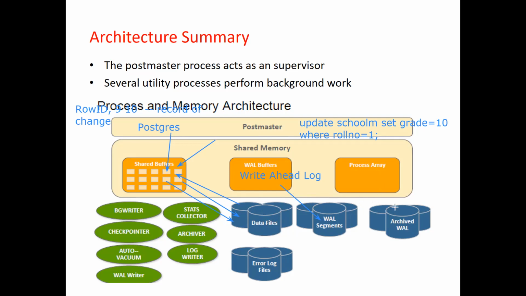Okay, now comes this archive WAL. This process array is all the processes that are there in your database, like your background writer, checkpointer, auto vacuum, WAL writer, stats collector. All these processes are there in the process array.